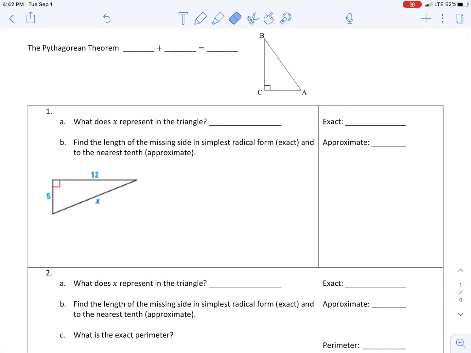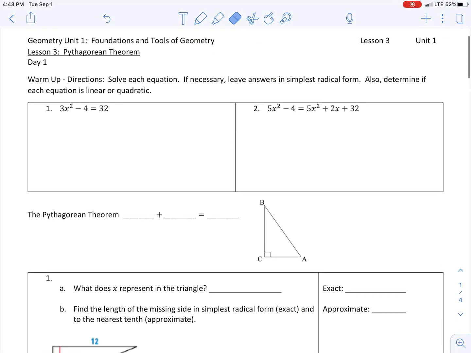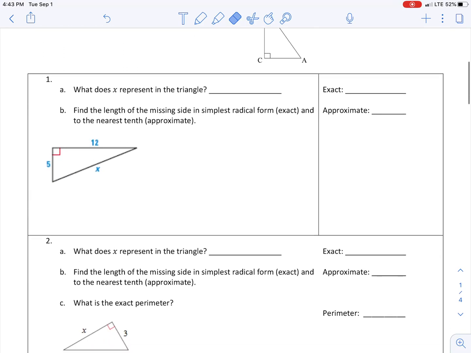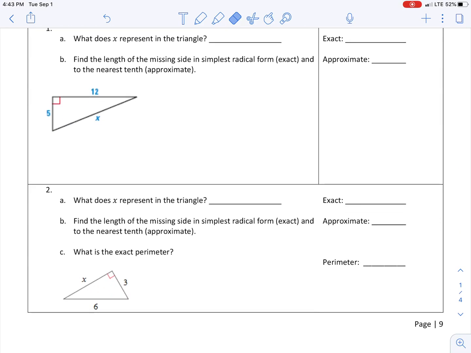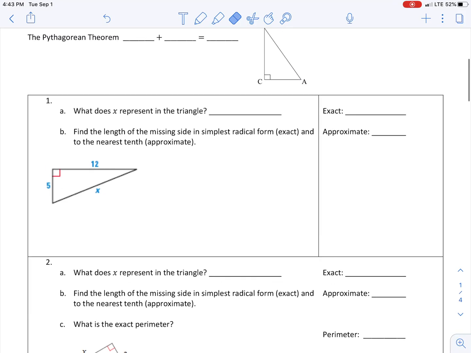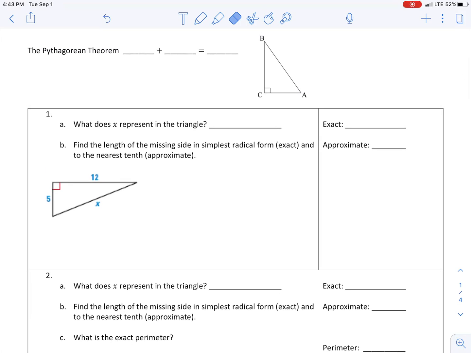Okay, so we are going to be looking at lesson 3 on the Pythagorean theorem for unit 1. This is on page 9 in your workbooks. So the Pythagorean theorem, some of you might have already heard of this. We talk about this in Algebra 1 a little bit. This is going to be a squared plus b squared equals c squared.